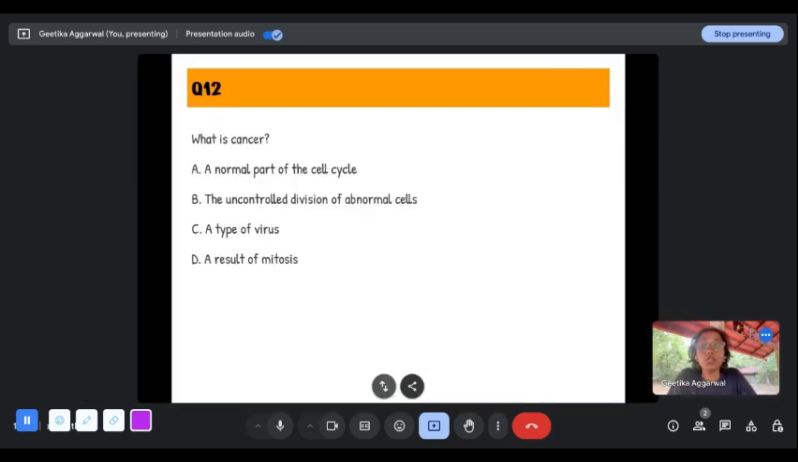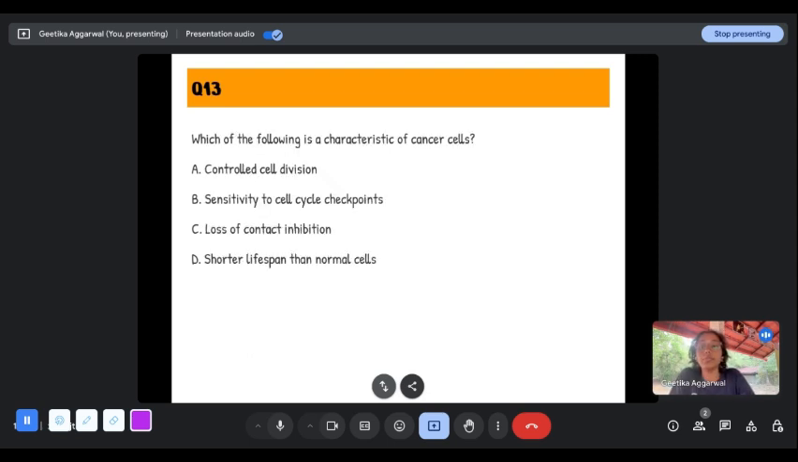What is cancer? Is it a normal part of the cell cycle? Is it the uncontrolled division of cells? Is it a type of virus, or is it a result of mitosis? What really is cancer? Cancer is, as we discussed, the uncontrolled division of abnormal cells. You might also already be aware of this.